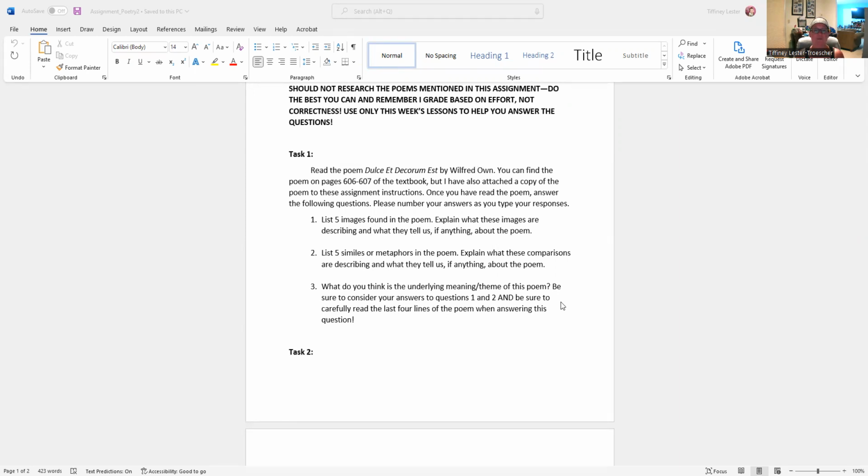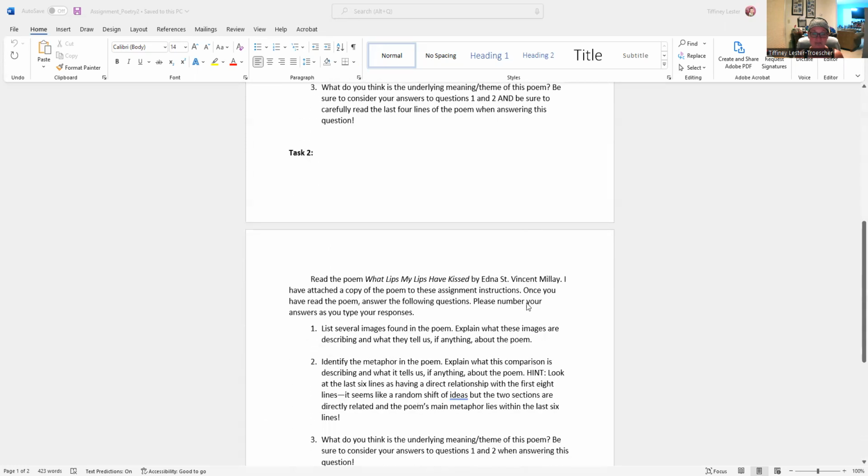Theme is the message the author is trying to convey, what they want us to walk away with, what they want us to think about. So how does the imagery, how do the similes and metaphors, and how do the last 4 lines of the poem help reveal the theme to us? What is the theme? Do your best.